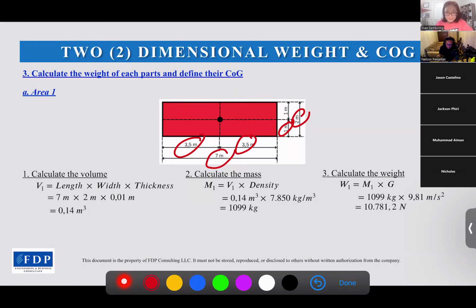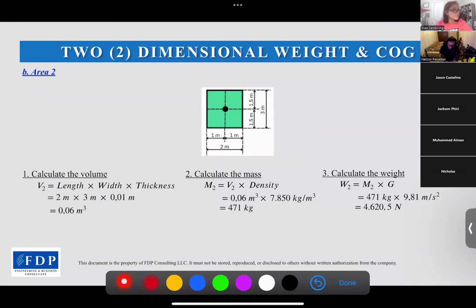And then we continue with the weight calculation, mass times gravity. The gravity is 9.81 meters per second squared. So we get the weight is 10,781.2 newtons.